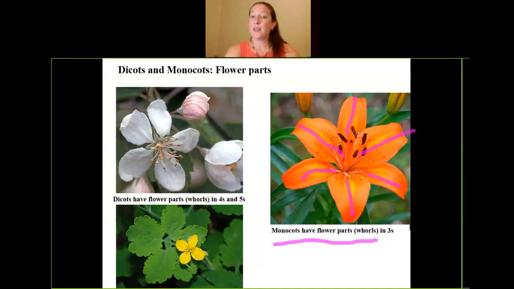And then you might say, well, wait, I thought you said in threes because I'm seeing 1, 2, 3, 4, 5, 6 stamens. It's okay. It means in threes. So you can have 3 stamens or 6 stamens or 9 stamens or 12 stamens or 15 stamens, right? As long as it's something that's divisible by the number 3.